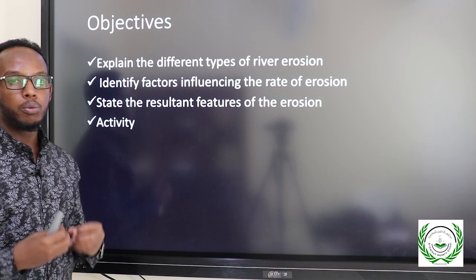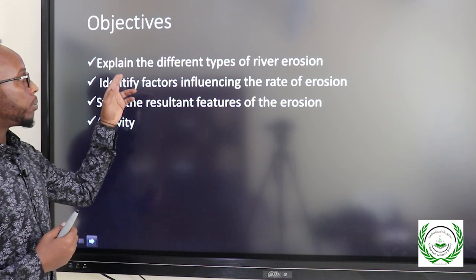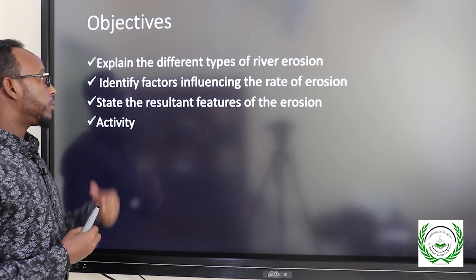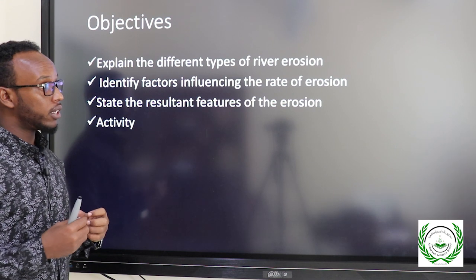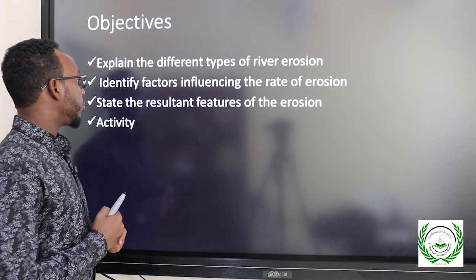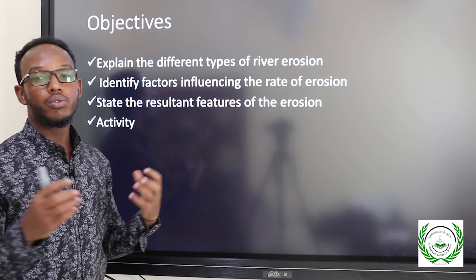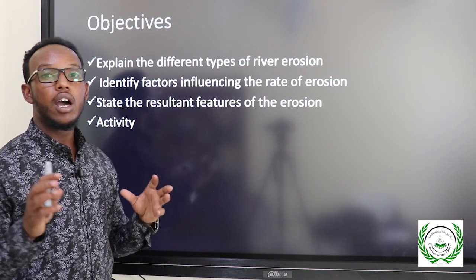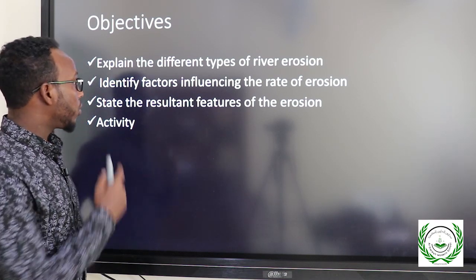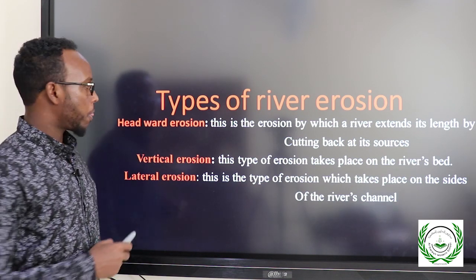So inshallah today our objective is to explain the different types of river erosion. We also need to explain the different factors influencing the rate of erosion, and also we are going to state the resultant features of the erosion. So basically these are the three objectives we are going to learn. So the first objective, types of river erosion.